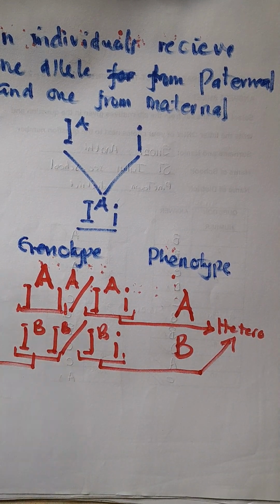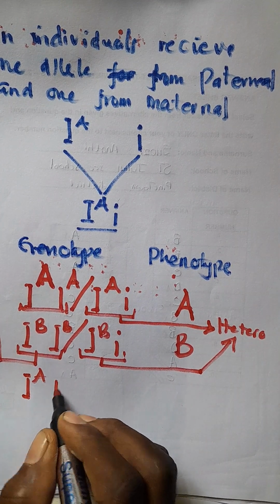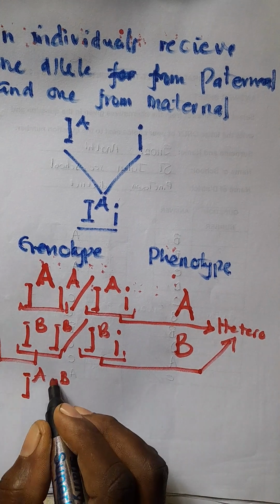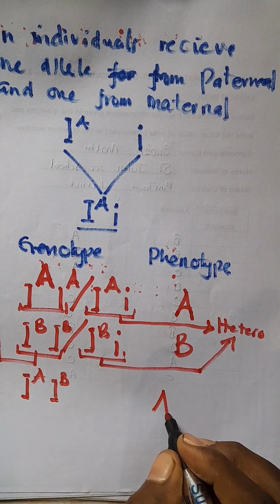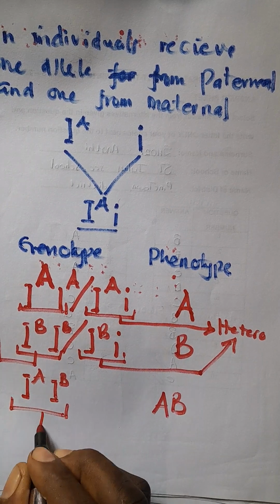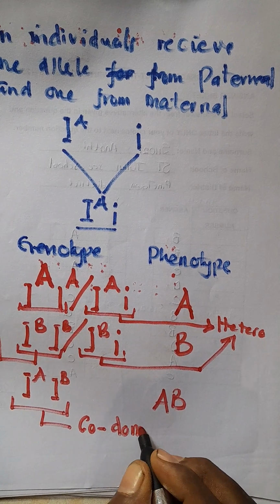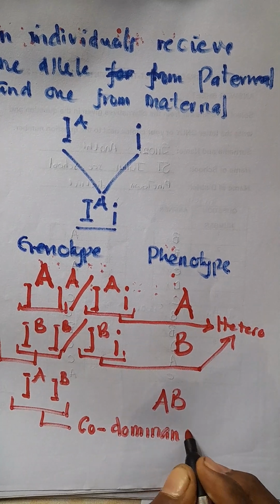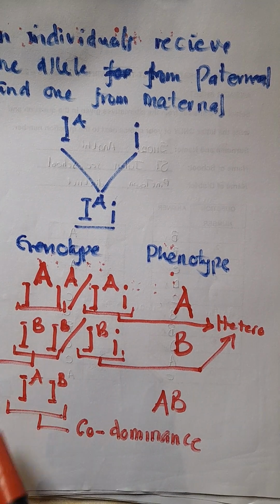Now, what about an individual who is going to be IAIB? IAIB, this individual is going to be blood type AB. Okay, so this individual, we normally say that this individual has blood type codominance. Codominance. Do you remember codominance in one of my lessons? Yeah, so this is the codominance because these two alleles are dominant.